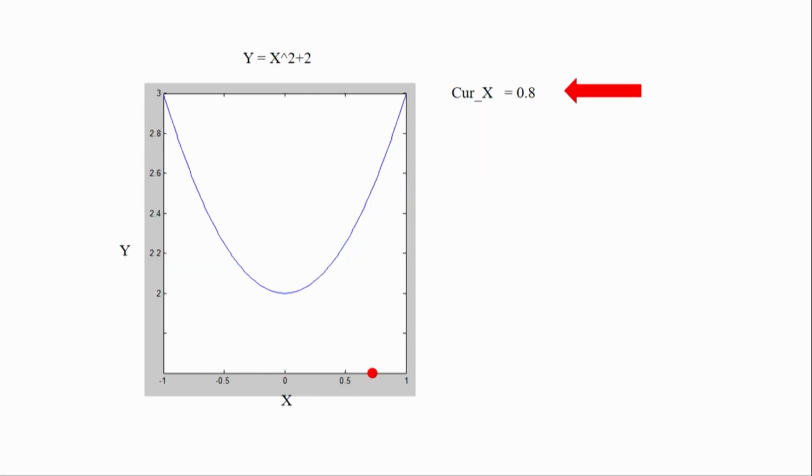So if it is 0.8, which direction would you want to move to? Would you want to move to the left or would you want to move to the right? You would want to move to the left, because why is left a good direction?